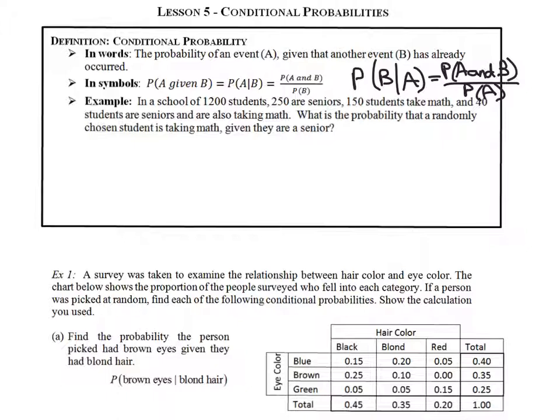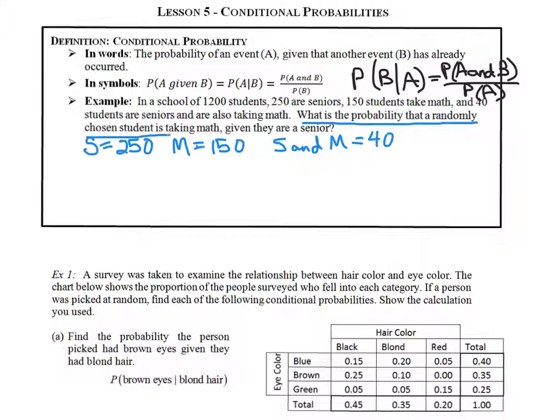In a school of 1,200 students, 250 students are seniors. So I'm going to mark that down. Seniors, 250. 150 students take math, so I'm going to call that M. And 40 students are seniors who are also taking math. So S and M is going to equal 40. Now, I've been given this information as numbers, but of course I could write probabilities.